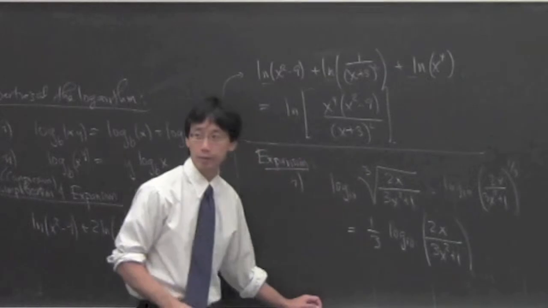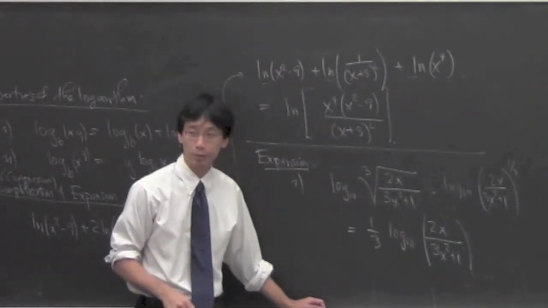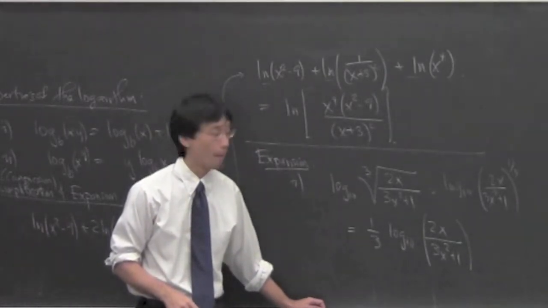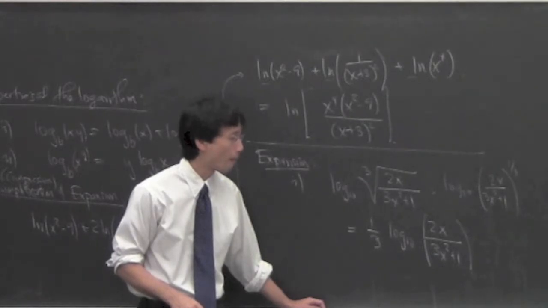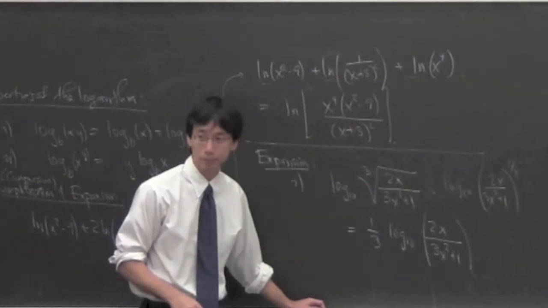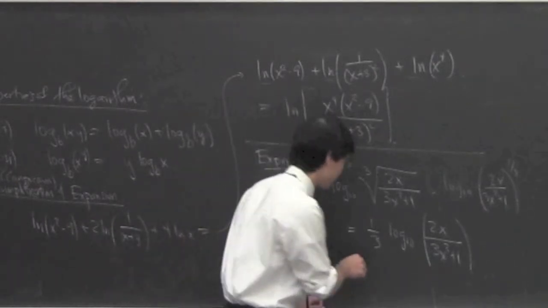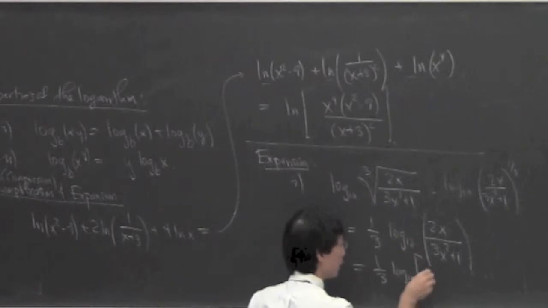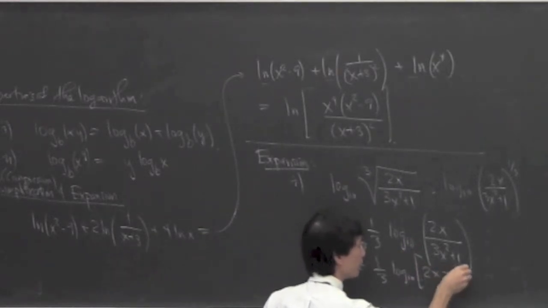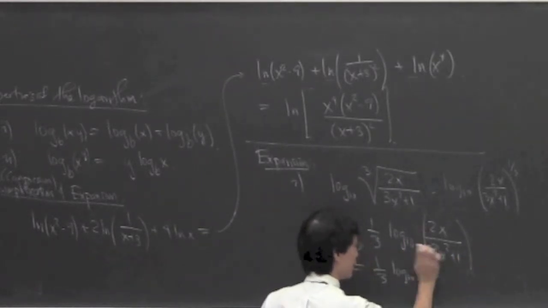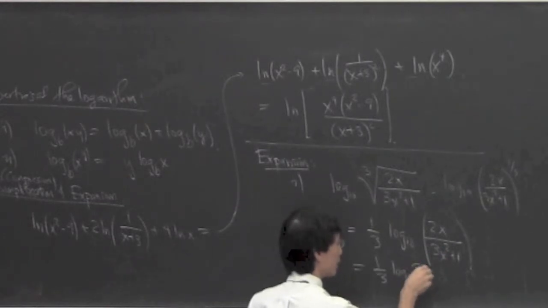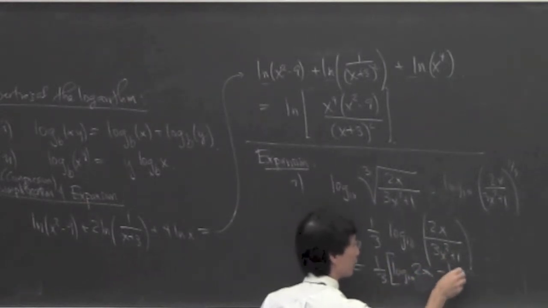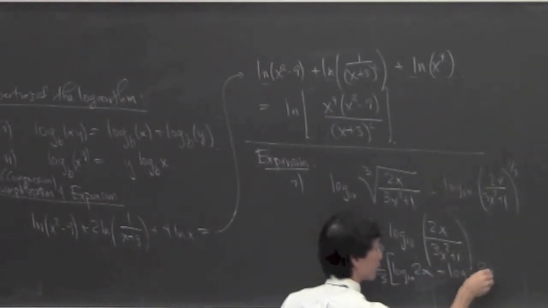Okay. And then what? And then you can expand the 2x. So it would be 1/3 of log base 10 of 2x minus log base 10 of 3x squared plus 1. Great, perfect. So you get 1/3 of log base 10 of 2x minus log of 3x squared plus 1.